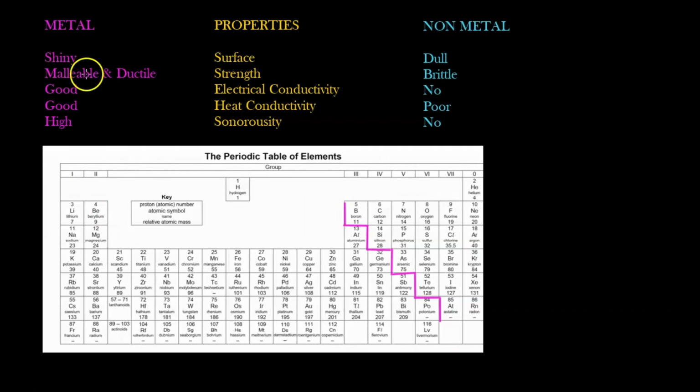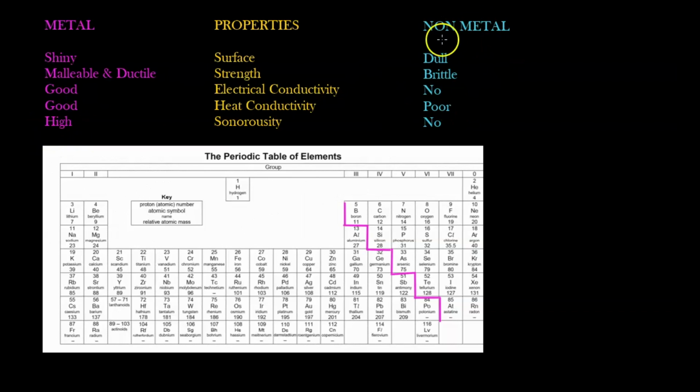In terms of strength, metal is malleable and ductile, meaning it can be shaped into the shapes that we want. Electrical and heat conductivity for metal are both good because they have ions to move around. Sonorosity is basically how the sound wave can propagate through the whole metal, and it is high in metal.